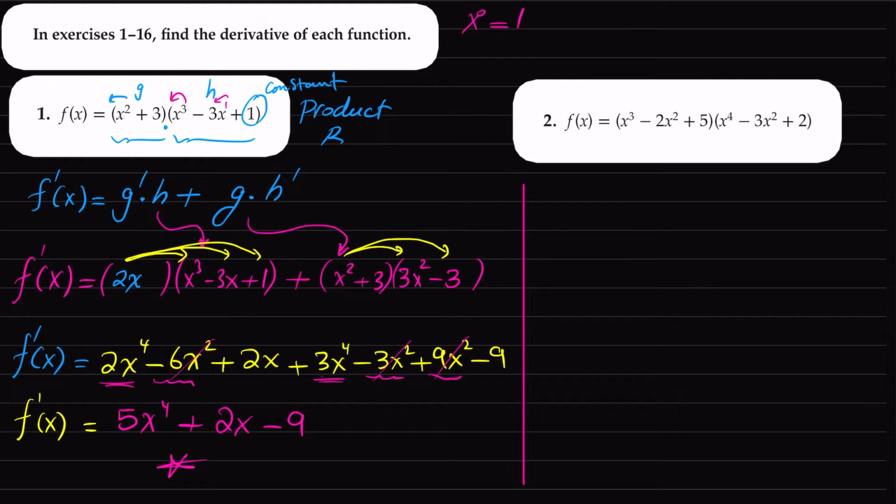Now for the second question, we also need to do the derivative. So we have a function multiplied by another function. So there is a multiplication here in the middle. So we will use the product rule because there is a multiplication. This is g, this is h. So f prime of x is g prime h, the derivative of the first multiplied by the second, plus we keep the first as it is multiplied by the derivative of the second.